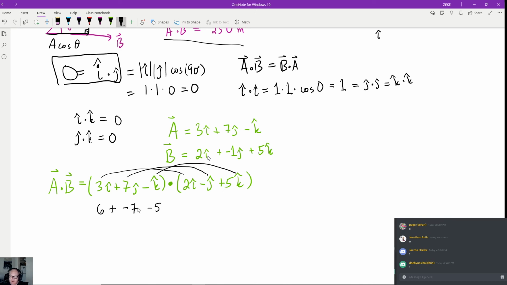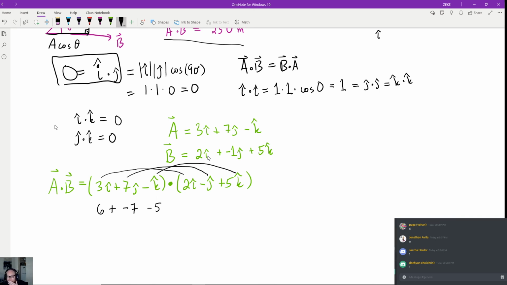Now there are a total of how many other terms that I haven't included? How many other possibilities are there if I'm doing a set of 3 times a set of 3? There'd be 9 total possibilities, right? Of how we can combine those. And if this is your algebra class, back in 9th or 10th grade, then you have to multiply them all out, right? If this is 3x plus 7y plus minus z, you'd have to multiply out every single term, and you get 9 terms. It'd take a long time, right?